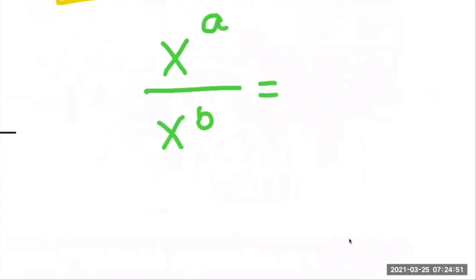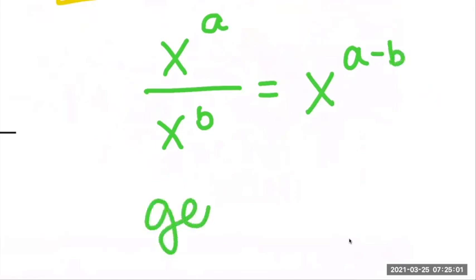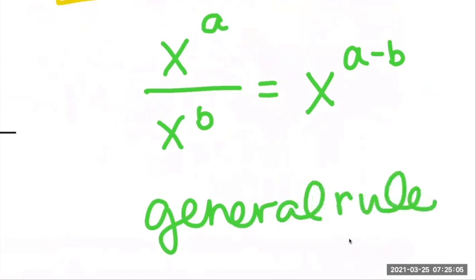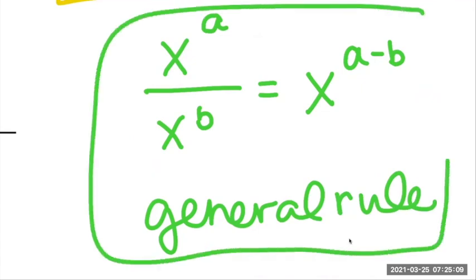So for our general rule on this one, if we have x to the a over x to the b, it's equal to x to the a minus b. I would make sure that you get these general rules written down because these are going to be really helpful as we move further into this section.